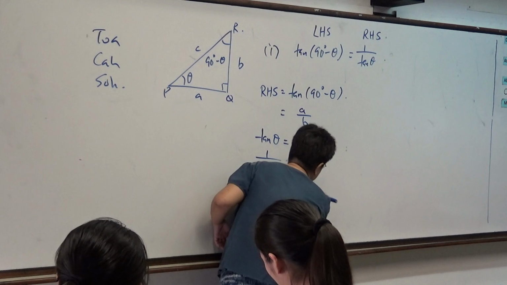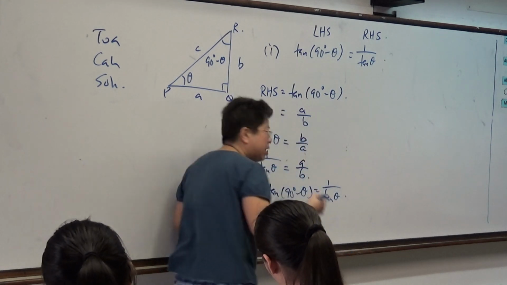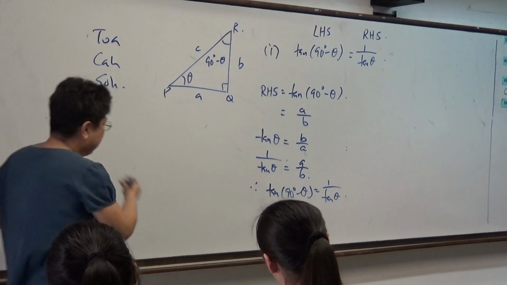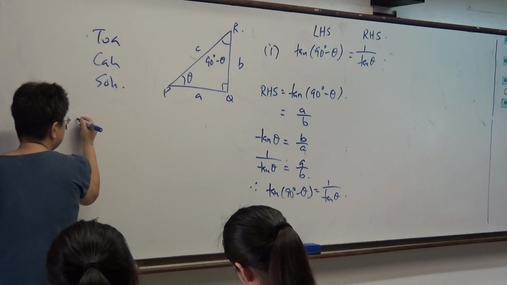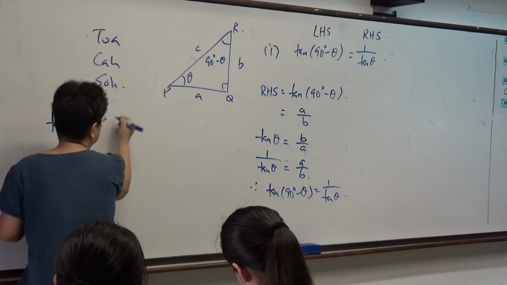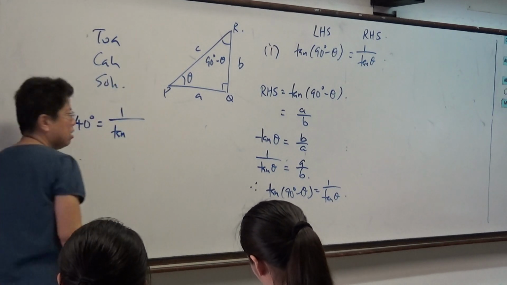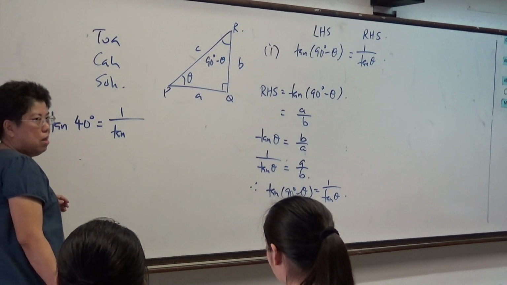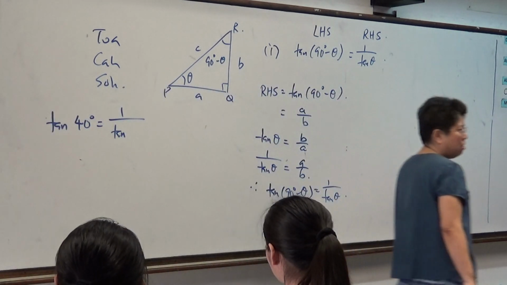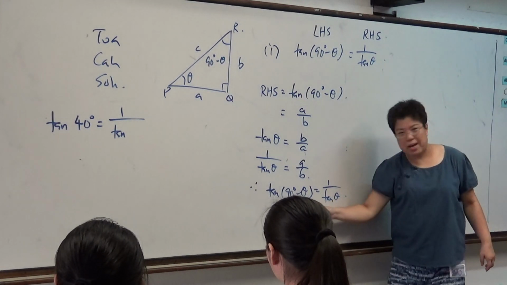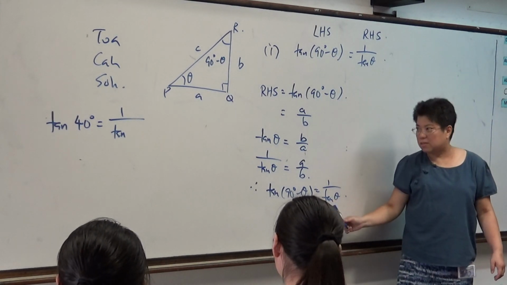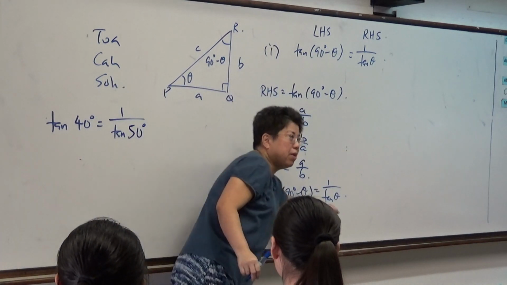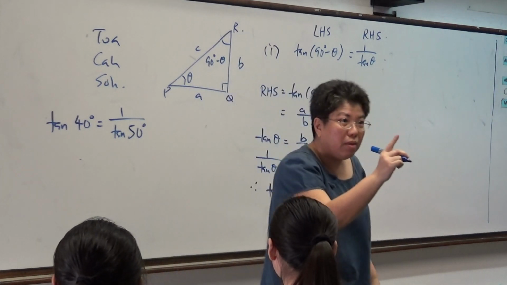So, therefore, tangent of 90 minus theta is equal to 1 over tangent theta. What does it mean? Some people when they see this say, you want me to put this for what? Rubbish. That means tangent 40 degrees must be 1 over tangent 50 degrees. This is 90 minus theta, right? These two are complementary, correct? Complementary means they add up to 90 degrees.